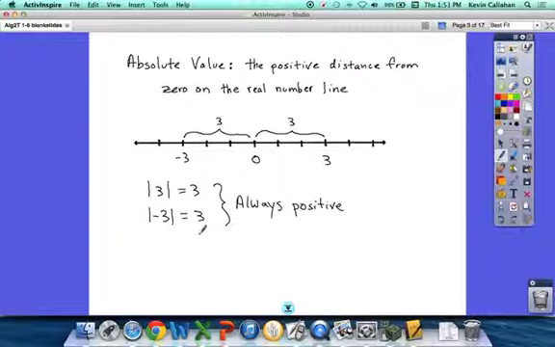Always positive. Right? If you had something like true or false, absolute value always switches the sign, you would say false. If it's positive, it does not switch the sign, right? Only when it's negative, it switches the sign.